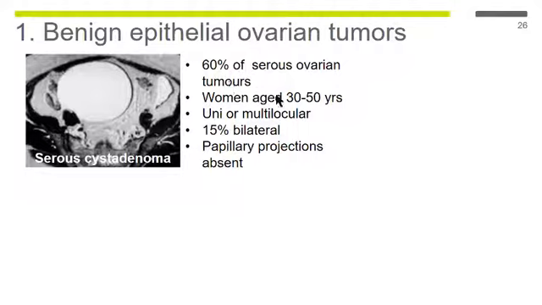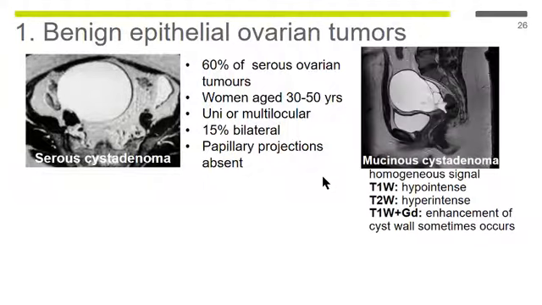They form 60% of serous ovarian tumors. They're basically large, simple cysts. They're in women of sort of middle years, unilocular or multilocular. The important thing is papillary projections are absent.